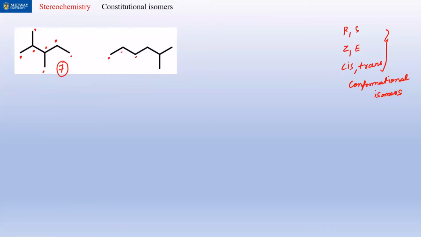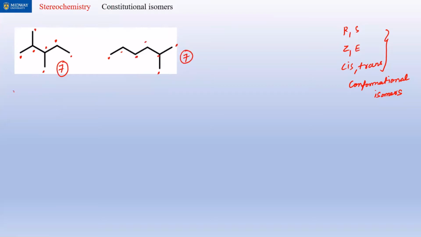And I want you to practice this meso. Okay. Now, constitutional isomers, I mentioned, we've already learned this. Okay. Now, this is constitutional. RS, ZE, cis trans. Okay. All these are conformational isomers. They not only have the same structure and same formulae, but they also have different arrangements. These are conformational isomers. This is constitutional because 1, 2, 3, 4, 5, 6, and 7, right? 1, 2, 3, 4, 5, 6, 7, right?